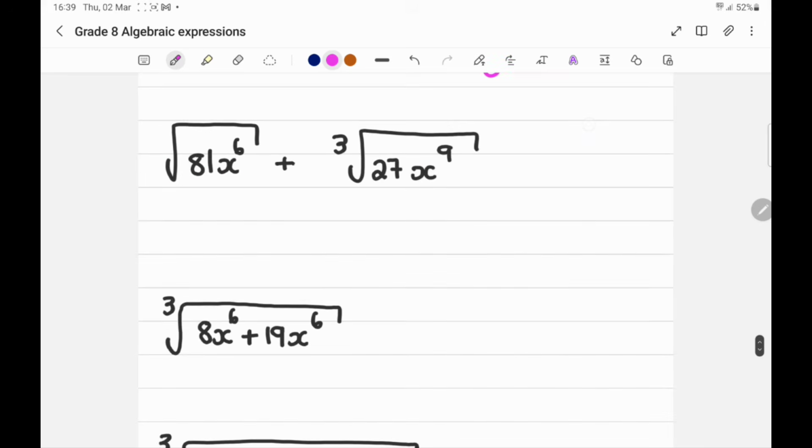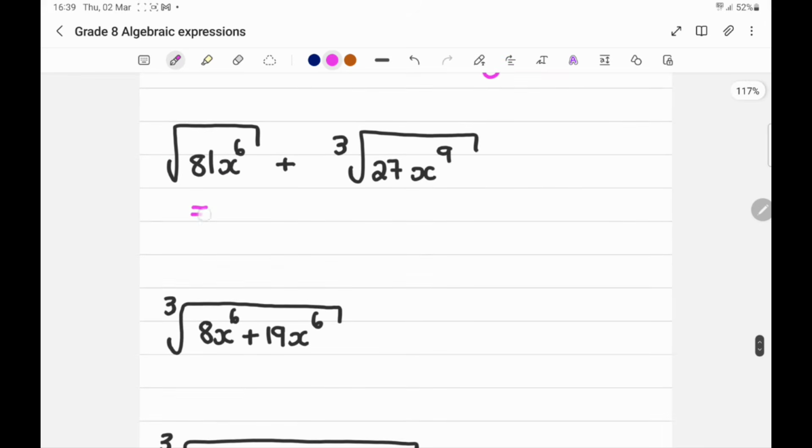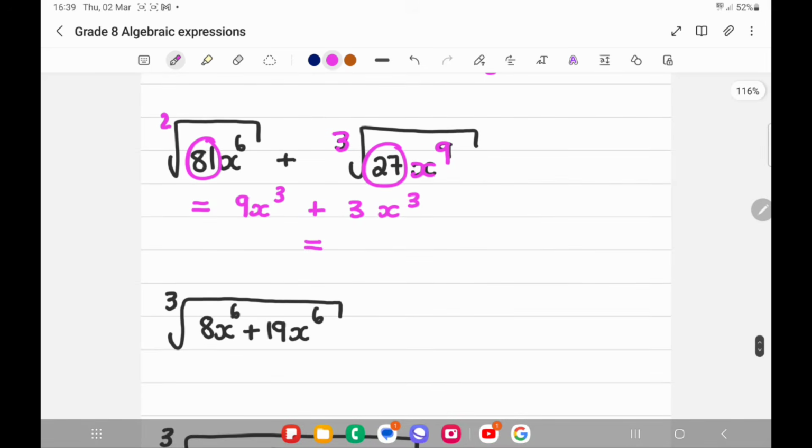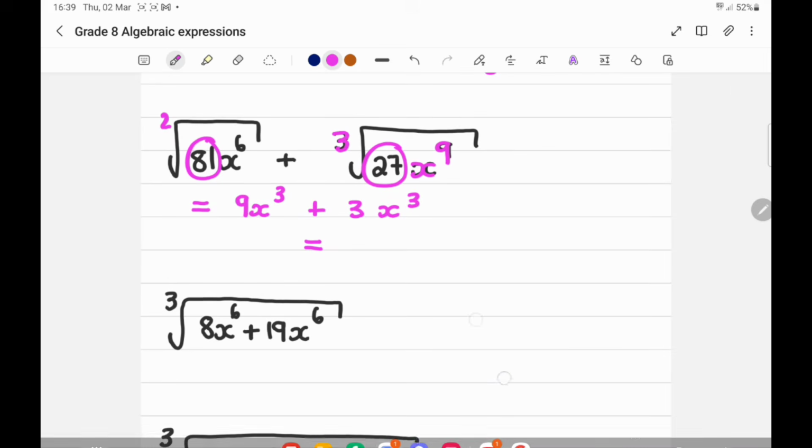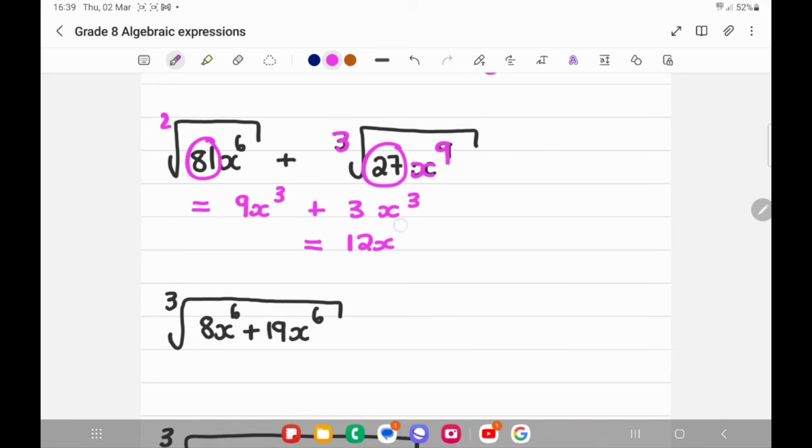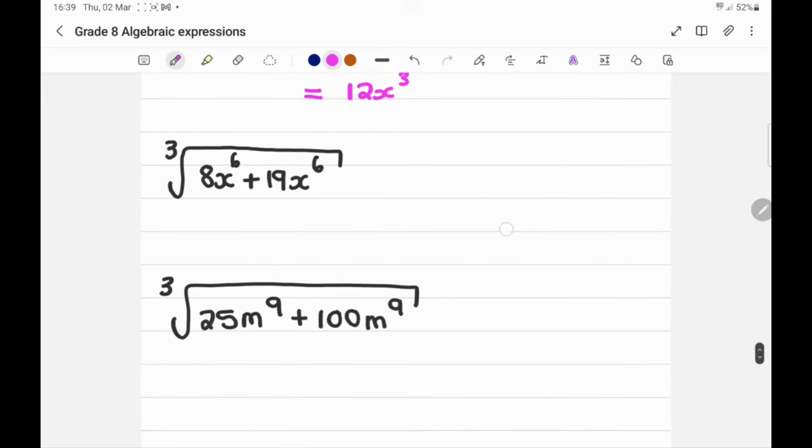Okay, when we have to add, we do them just separately. Square root the number as normal. 9x to the power 6 divided by 2 gives you 3. Plus cube root of 27 is 3 as normal. And the variable with the exponent, you always say inside over outside. 9 divided by 3 is 3. And then can I go ahead and add them? Yes, I can, because they are like terms. And there's your final answer.